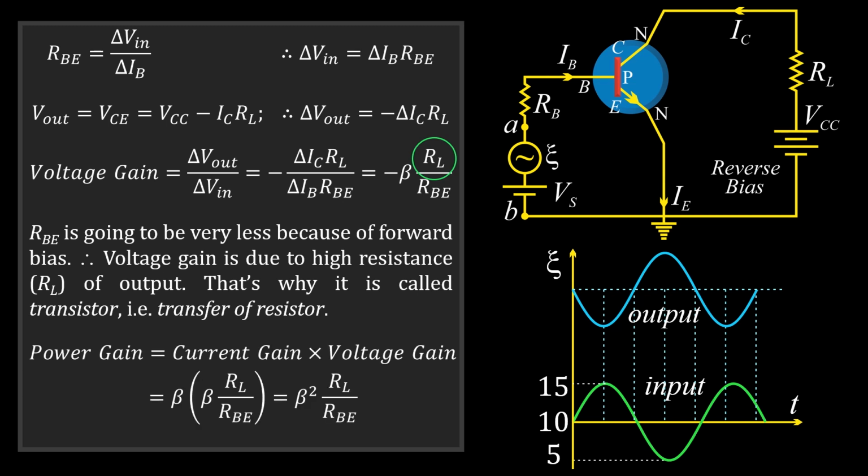Power gain. Power gain is current gain into voltage gain, and current gain at output is beta, and voltage gain is beta RL by RBE. Therefore, power gain is beta square RL by RBE, and we can remember this.